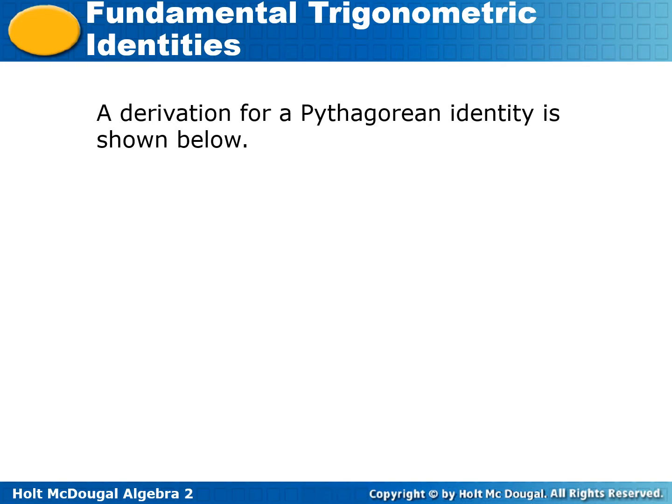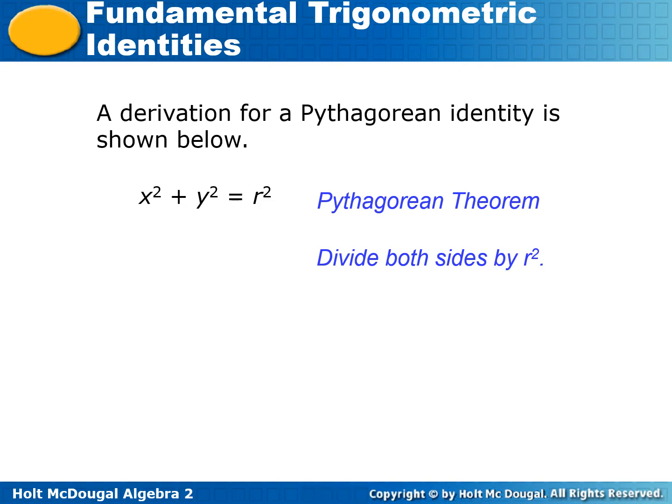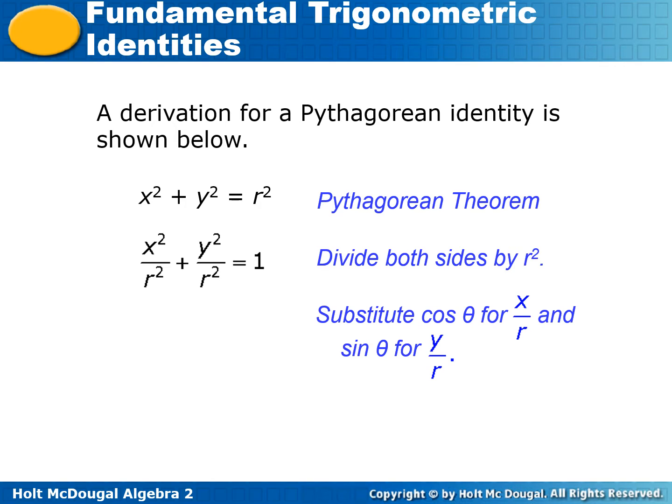A derivation for a Pythagorean identity is shown below. Let us have a recall of what we have learned in the past. Using the Pythagorean theorem, x squared plus y squared is equal to r squared. Here, we are going to divide both sides by r squared. So we have x squared over r squared plus y squared over r squared is equal to 1. Then we substitute cosine theta for x over r and sine theta for y over r. So the result is cosine squared theta plus sine squared theta is equal to 1.